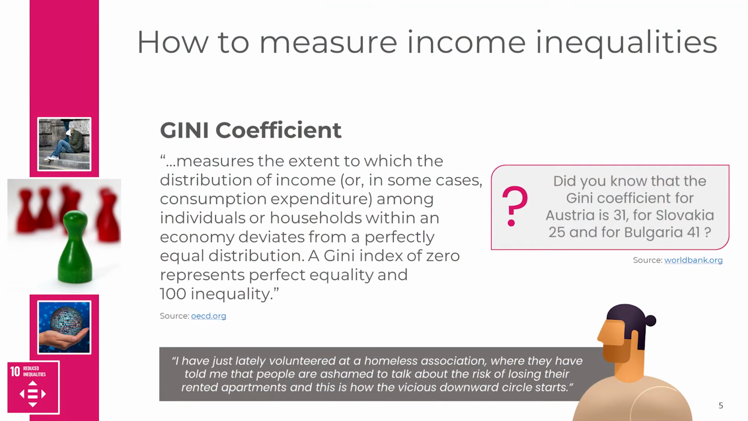How do we measure inequality? So there's the Gini coefficient index that measures the extent to which the distribution of income among individuals or households within an economy deviates from a perfectly equal distribution. So that only measures one aspect of inequality, but there are many others.